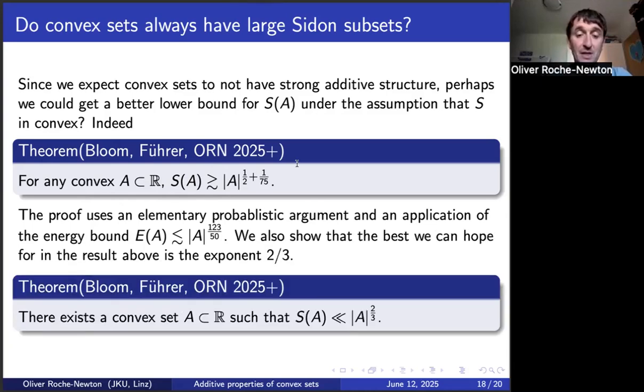In our paper, we also give a construction which shows that the best you could hope for is the exponent 2/3. So again, it's a set which is convex with some additive structure. And it's a very similar idea to what we've seen already.